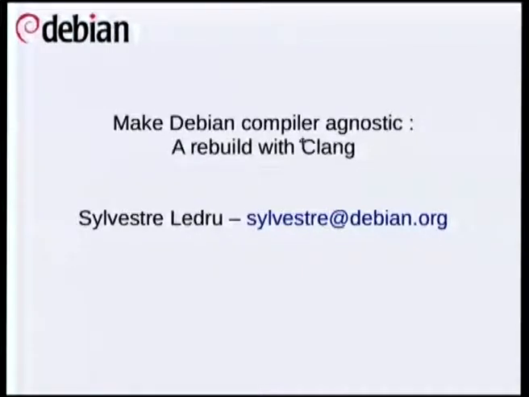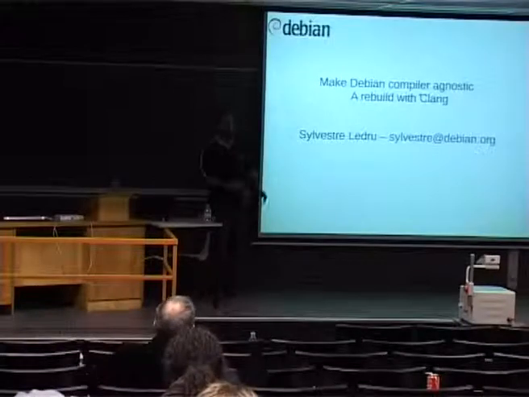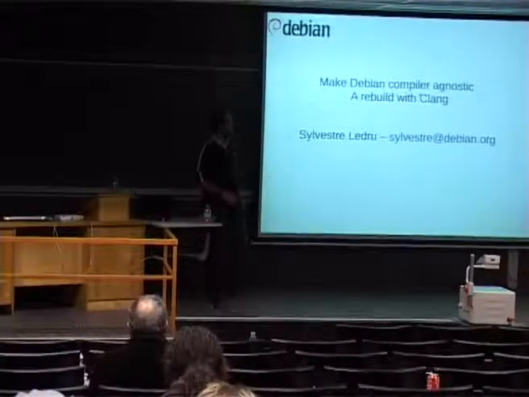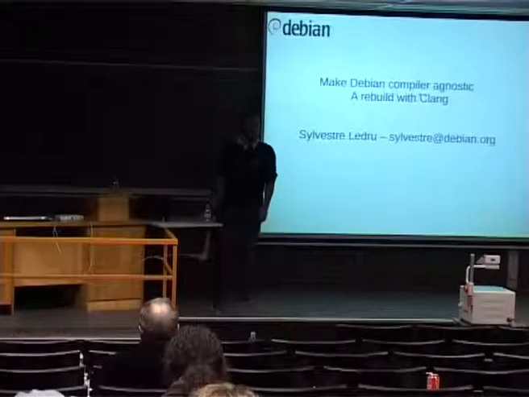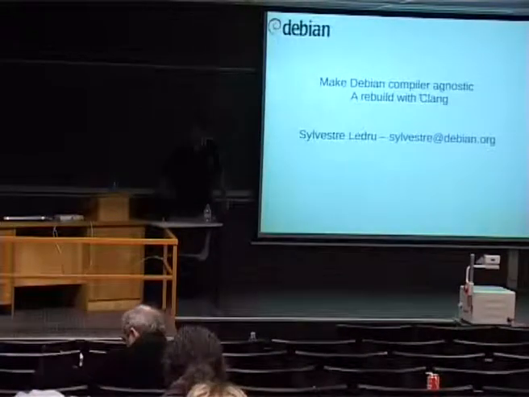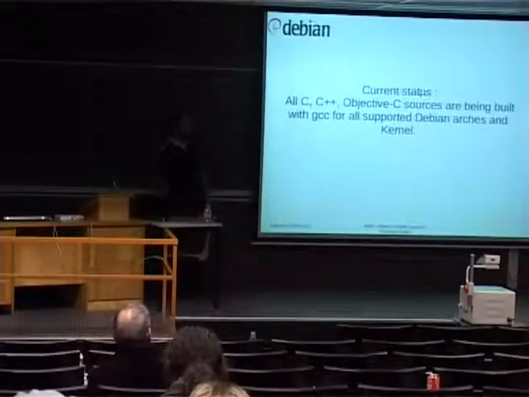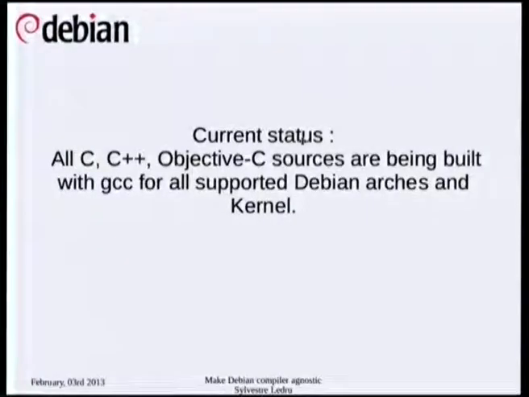So I'm going to start. I'm going to talk about making Debian compiler agnostic. Basically, I'm going to present first the study of a rebuild of the whole archive using a new compiler called Clang or Clang. I will use both terms, basically the same thing.